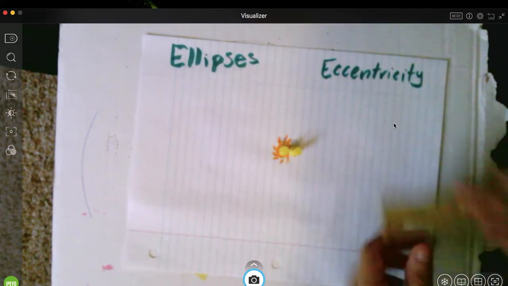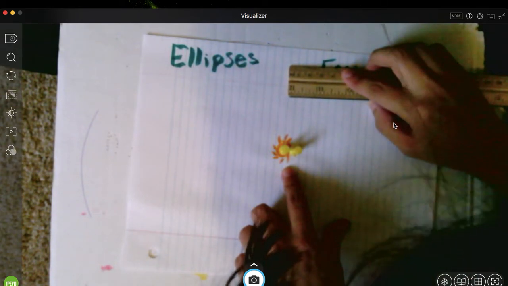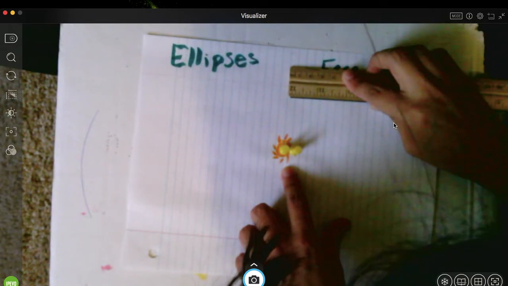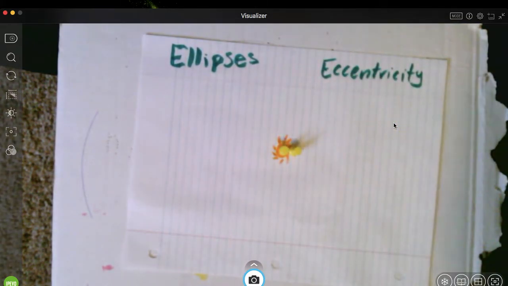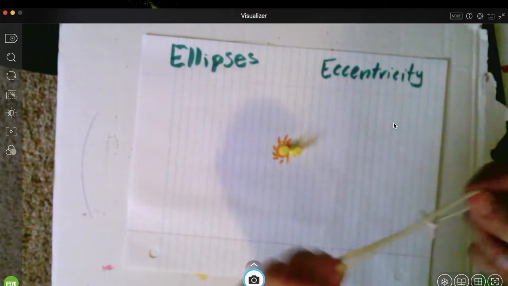This is line paper. Each of these little lines is about 0.8 centimeters apart. I'm just going to note that in a little chart that I have here. 0.8 centimeters.